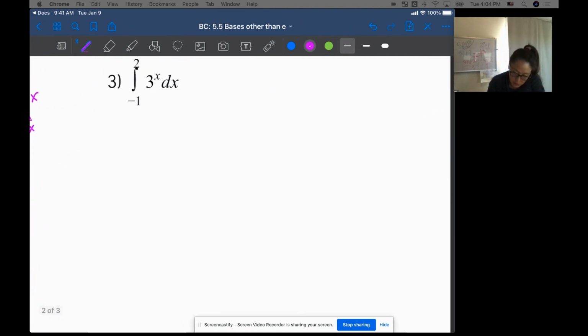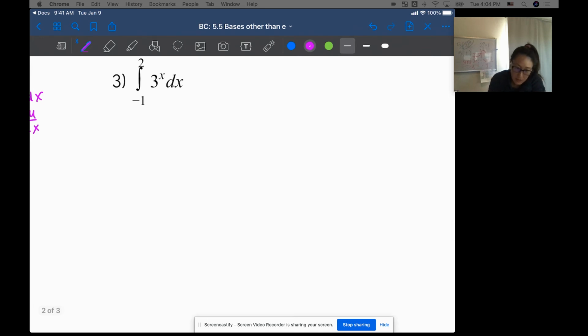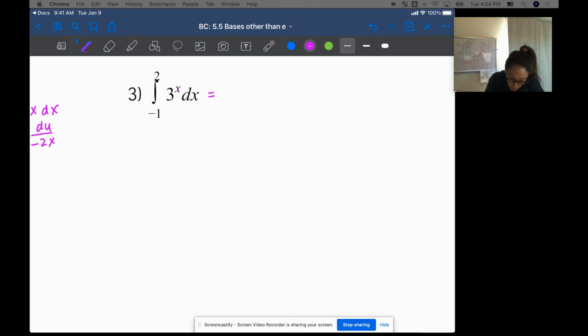Okay, so number 3, and we're almost done here. Okay, so I have a definite integral, 3 to the x, so I can go ahead and just take the integral. So I get 1 over the ln of the base, which is 3, times 3 to the x, evaluated from 2 to negative 1.